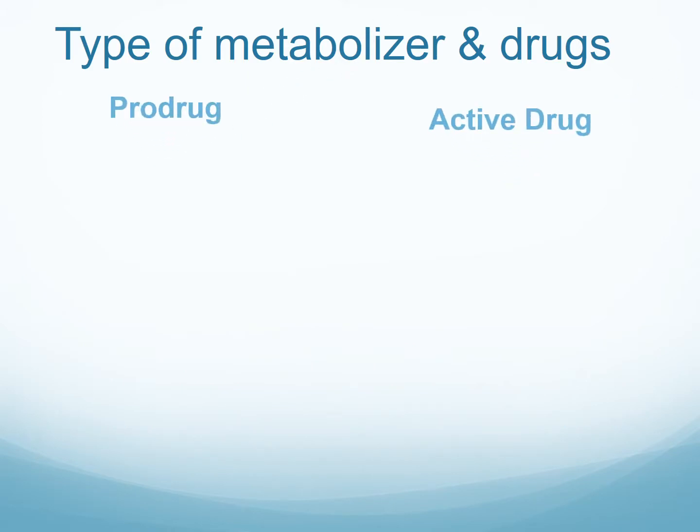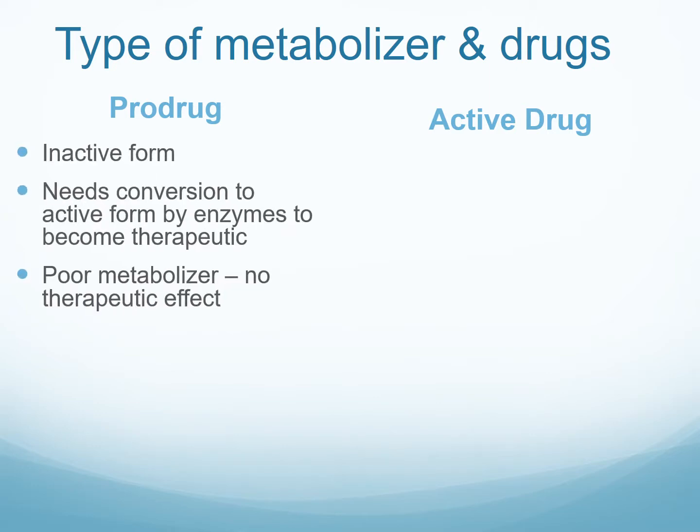Now, in class, we spoke about the prodrug and the active drug. As you remember, a prodrug is administered or ingested in its inactive form, and it has got to be converted to become active. It needs a certain family, a certain enzyme. So your poor metabolizer, in other words, they don't really have that enzyme, or they are homozygous for the one that doesn't really metabolize, they're not going to get a therapeutic effect.